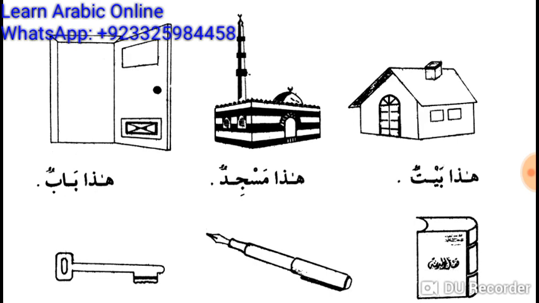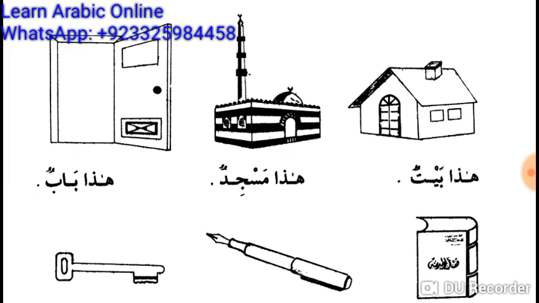Okay. Haza Baytun. Baytun is house. Haza Masjidun is mosque. This is a masjid. This is a mosque. I had a feeling. But they call it masjid? Yes. We call it masjid. So you can translate masjid as this is a masjid. Okay. Thank you.